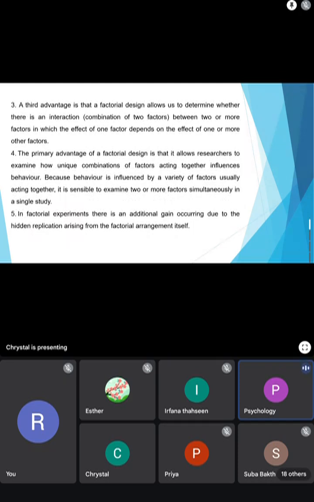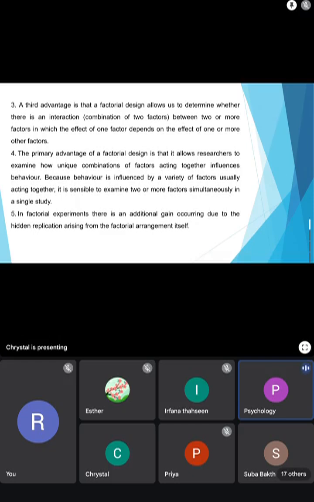And then interaction, you can actually combine two or three independent variables and then go about your study. So this factorial design will be useful for our practicals also. I think in our fourth sem we'll be using this. Then the primary advantage, of course, is that it allows a variety of combinations, and it combines different influencing behaviors, and you can go about your study.